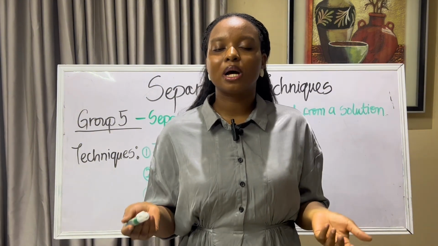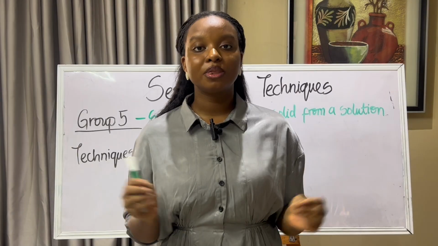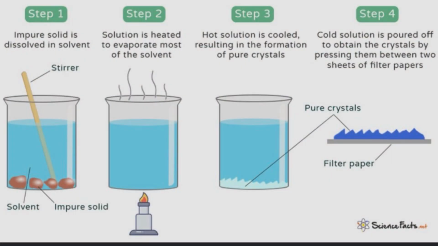Crystallization can be referred to as a gentler method or a calmer version of evaporation. In this technique, you heat the solution to evaporate some of the water and allow it to cool slowly. As it cools, the solute comes out of the solution and forms crystals, hence the name crystallization. These crystals are then filtered off and dried.